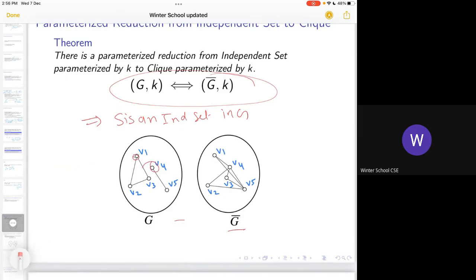Now can you simply say the backward direction also holds similarly? Because if I give you a clique of size k in the G complement graph, that by our construction is an independent set in the graph G. So if we have a solution here, we can find a solution there and vice versa. So now we have proved our reduction, that we can reduce the independent set problem to our clique problem, which implies that clique is as hard as the independent set problem.